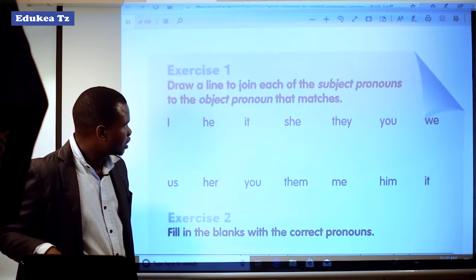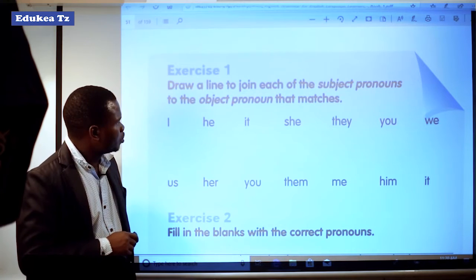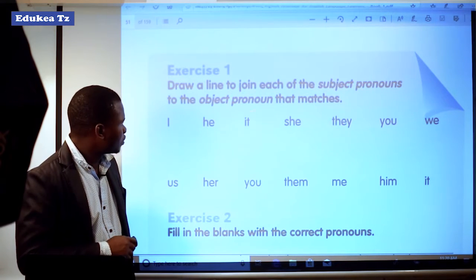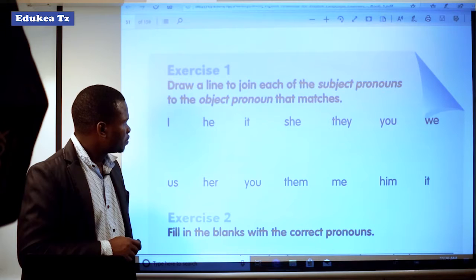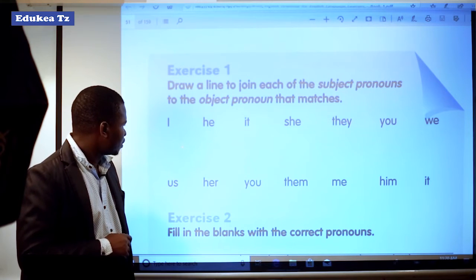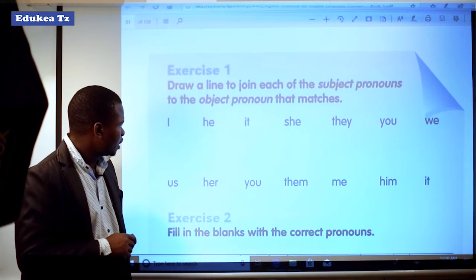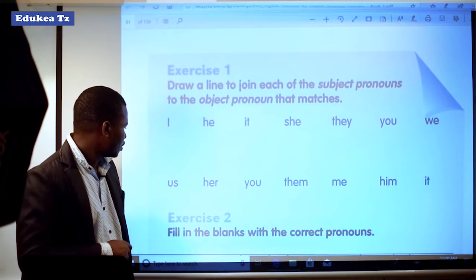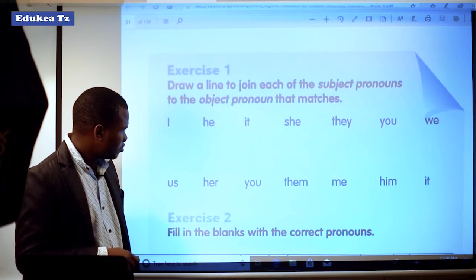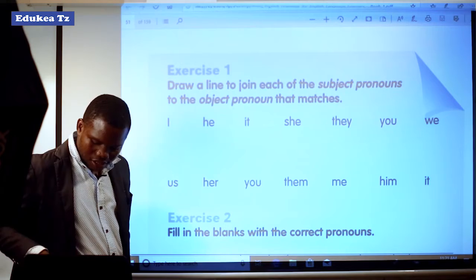So here we have an exercise. Draw a line to join each of the subject pronouns to the object pronoun that matches. He, it, I, he, it, she, they, you, we. Us, her, you, them, me, him, it.